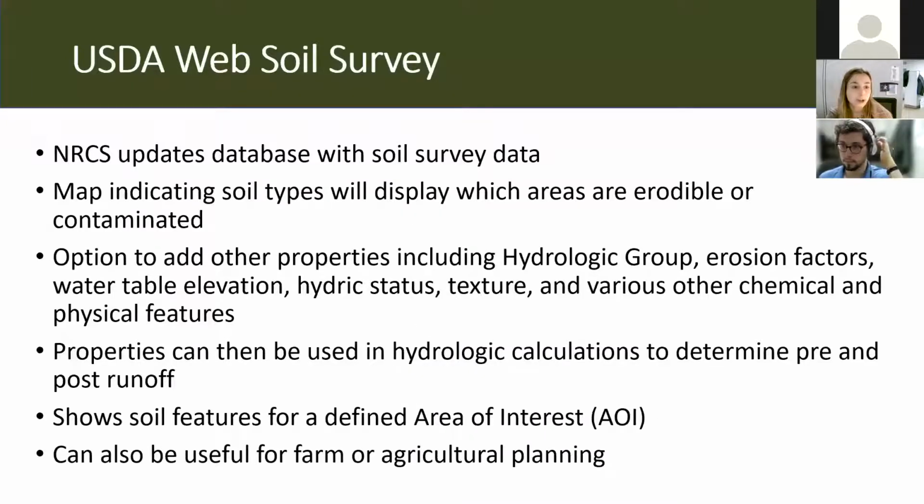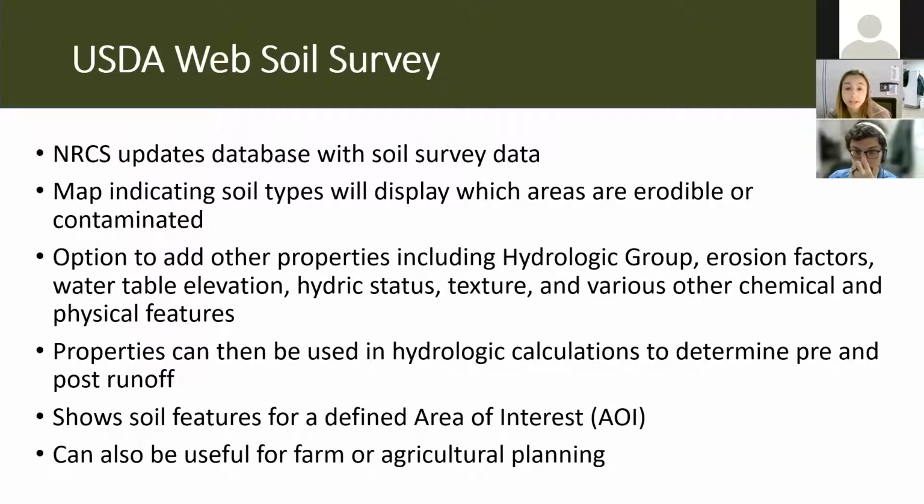So I'm going to kick us off with an intro to web soil survey. A little background information: web soil survey uses data that has been collected by the National Cooperative Soil Survey. As I had mentioned, a map indicating soil types for the entire site area is a required SWIP component. This map will indicate to the inspector or reviewer which portions might be highly erodible or contaminated, and thus might require some more attention.